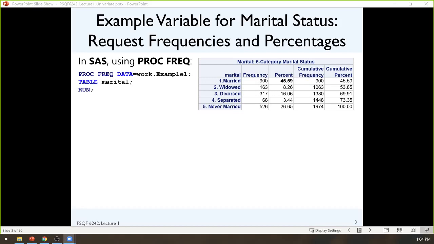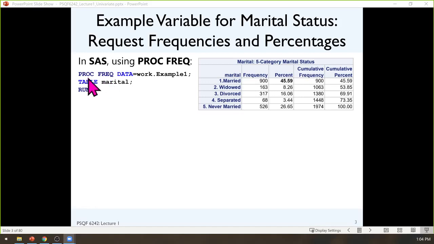Circling back here, I promise not to make you do anything I haven't given you an example for. So this is an example of how to tell SAS to spit out frequencies for a categorical predictor. So proc freq. Colors in SAS mean something. Everything that is a dedicated SAS keyword that it recognizes is in blue. Anything that's in black is something that you may have to change.